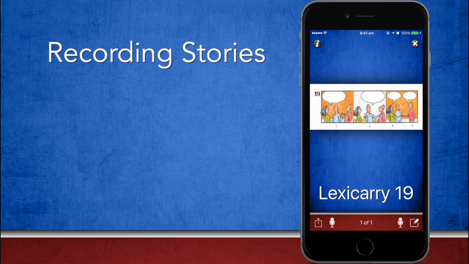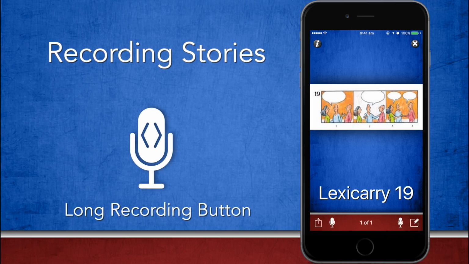If the items are telling a story, such as when you are using lexicary or wordless picture books, and your nurturer is explaining the items in complete sentences, then you should choose the long recording button instead, on the right-hand side.